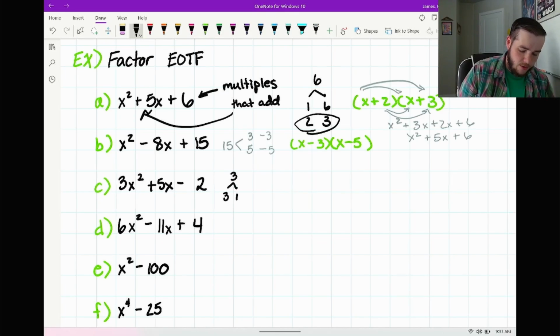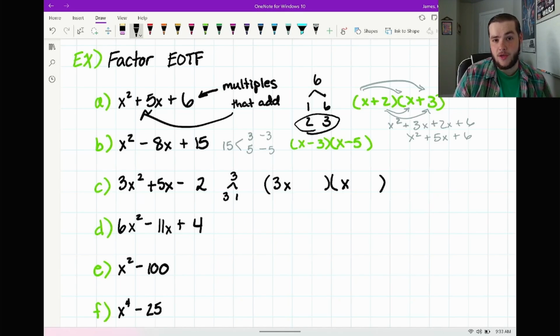Luckily, there's only one pair of factors, 3 and 1. And we're going to stick those onto the x's in the resulting binomials we get. So I've got a 3x and a 1x in there instead of just x on both sides.